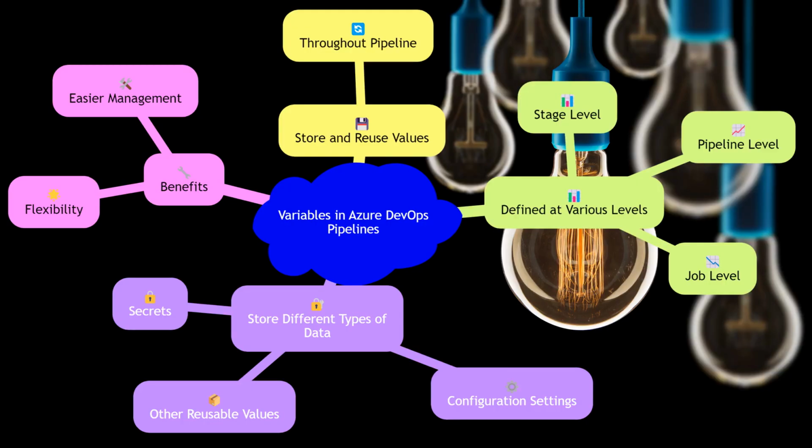Variables in Azure DevOps pipelines allow you to store and reuse values throughout your pipeline. They can be defined at various levels, including pipeline, stage, and job levels. Variables can be used to store configuration settings, secrets, and other values that need to be reused across multiple tasks. By using variables, you can make your pipelines more flexible and easier to manage.